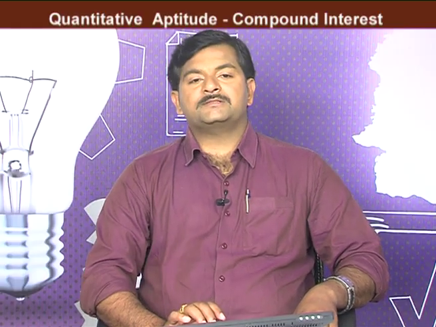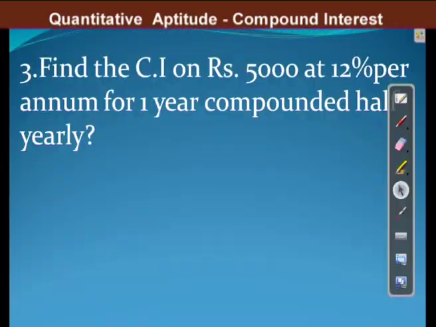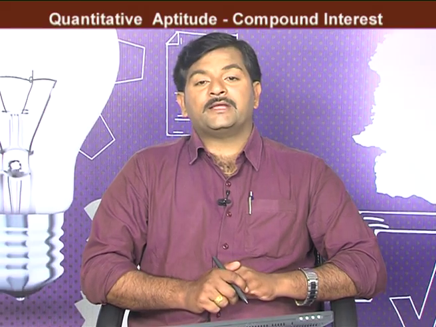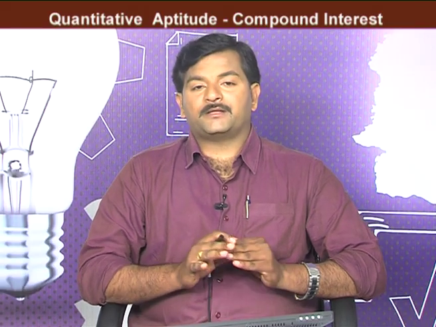Okay, here is the third question. Find the compound interest on rupees 5,000 at 12% per annum for 1 year, compounded half yearly. Okay, he asked you to find out compound interest. Principal amount, how much is given? 5,000 rupees. At what rate of interest? 12%. For how much time? 1 year. But interestingly, observe here, he is compounding interest half yearly, not yearly.